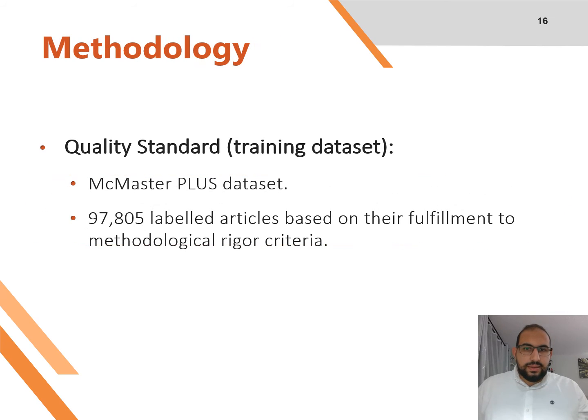The first step is selecting a training dataset for the machine learning model, and we are using the McMaster Plus dataset, which consists of almost 100,000 titles and abstracts for articles labeled by experts in the field based on their fulfillment of two methodological rigor criteria.